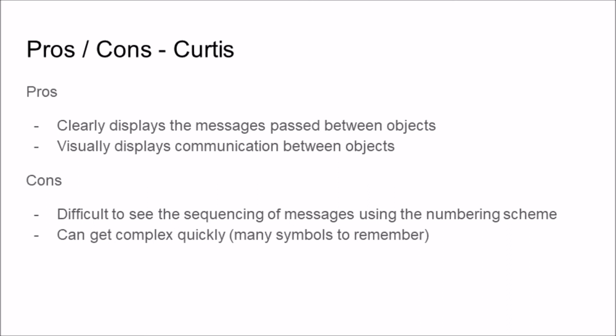You can write that down, draw it, and then show everyone visually, this is how it's going to work. So I think that's the main pro. You can take that abstract coding idea and put it in a visual representation of it. So those are the pros and cons of the UML communication diagram.